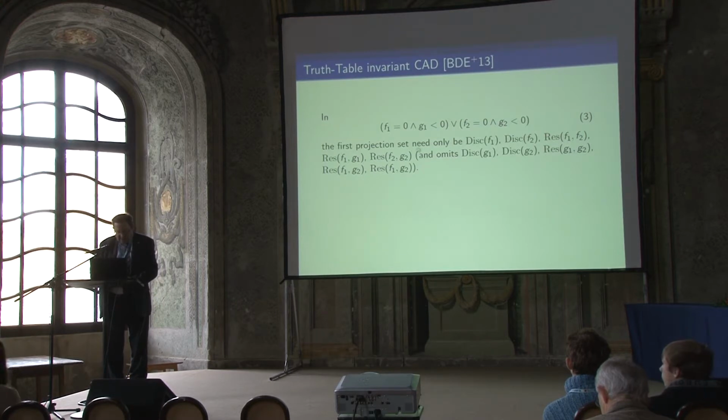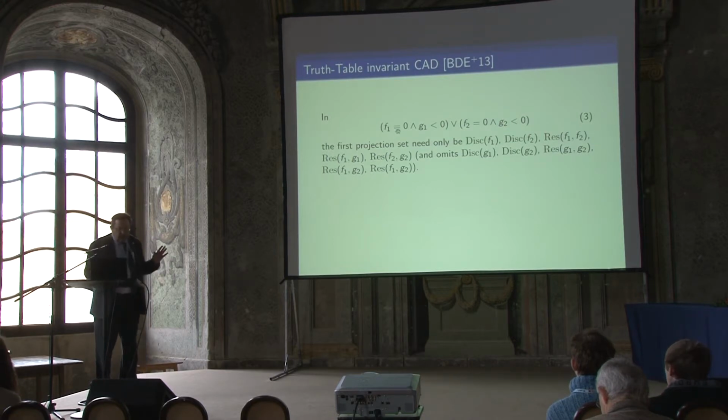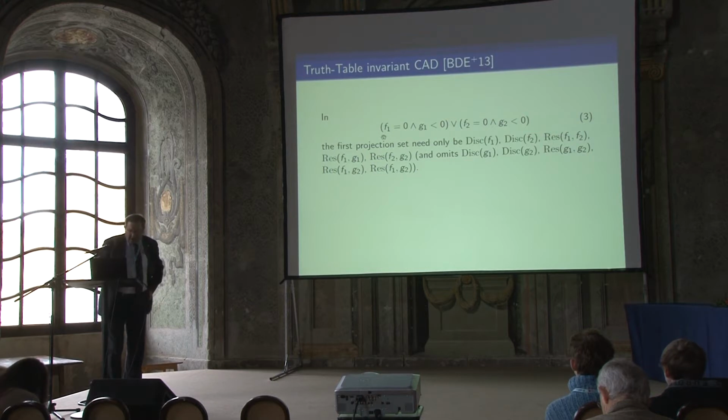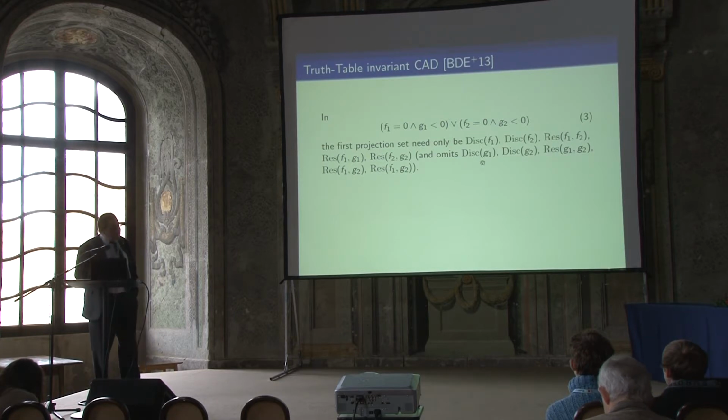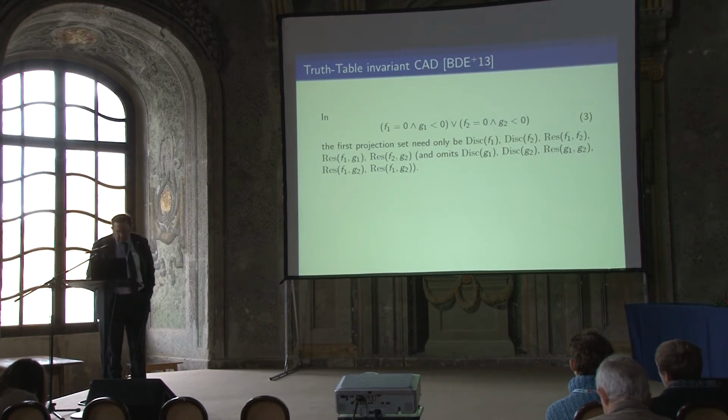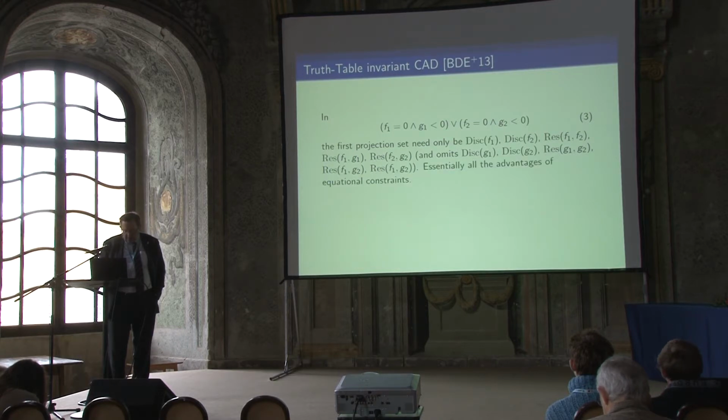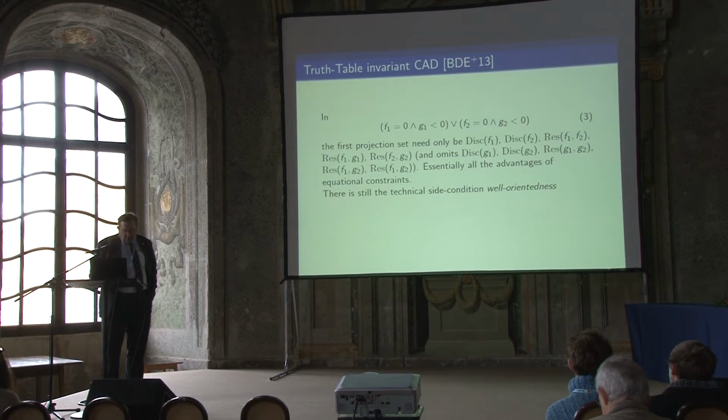In fact, we can do better than this. Take the same problem as before. I can say that, wait a moment, when f1 is 0, I'm only interested in g1. And then when f2 is 0, I'm interested in g2. Then your first projection set is these 5 polynomials, and we actually omit 5 other polynomials. Essentially, this gives you all of the advantage of equational constraints, and you don't need to introduce that polynomial f1, f2. So you get the benefit, but not the disadvantage.